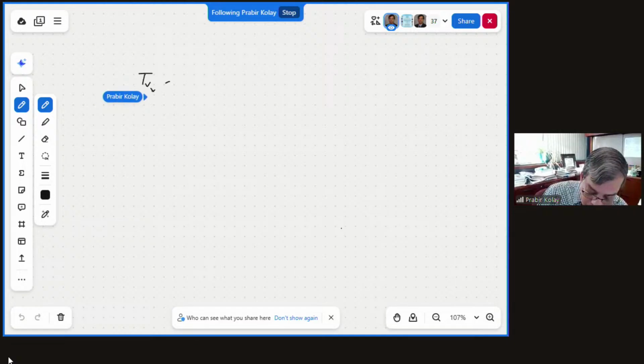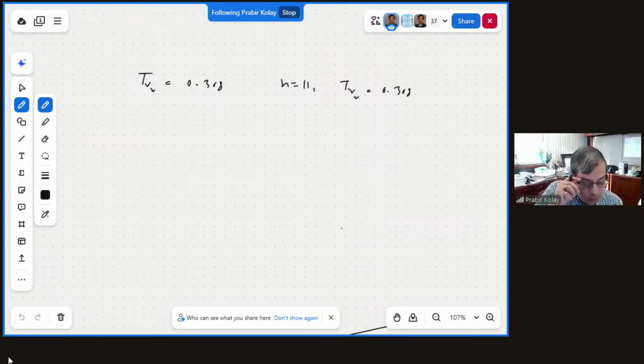The T_VR in the radial direction is equal to 0.308 now. And again, you need to go to the table for n equal to 11 and T_VR equal to 0.308. What is the degree of consolidation in the radial direction? So U_R percentage you need to calculate. That will come around 91%.